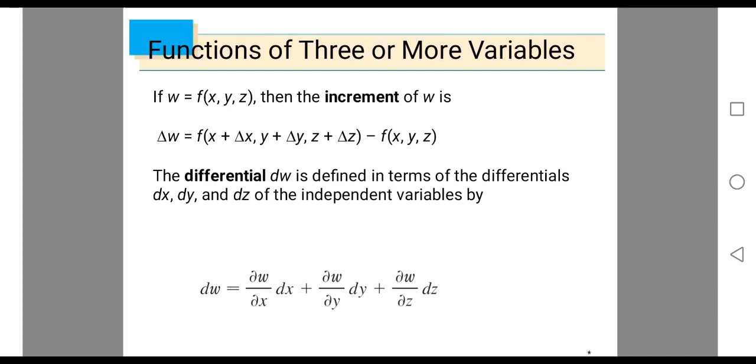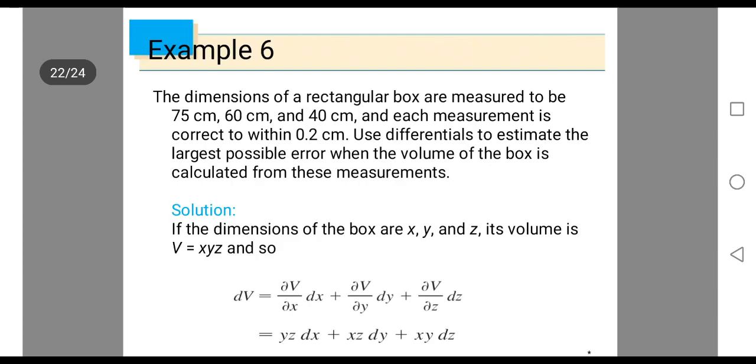All right, so here we have an example, example number 6, and it says the dimensions of a rectangular box are measured to be 75 centimeters, 60 centimeters and 40 centimeters, right? And each measurement is correct to within 0.2 centimeter. Use differentials to estimate the largest possible error when the volume of the box is calculated from these measurements. All right guys, please give it a try.